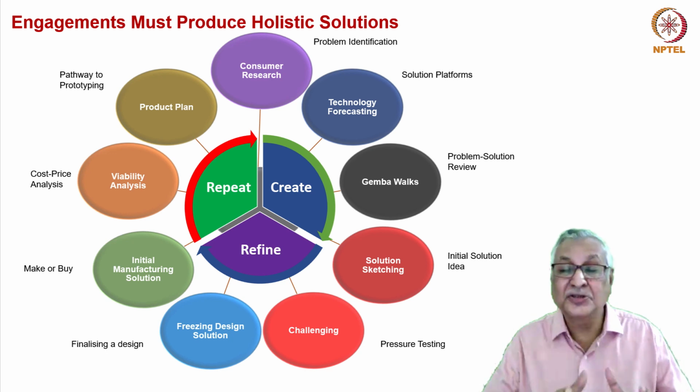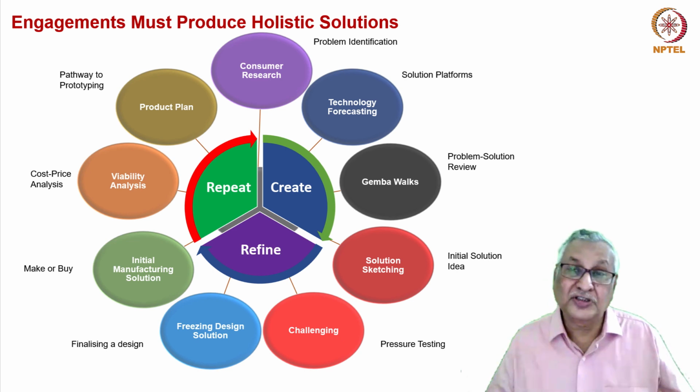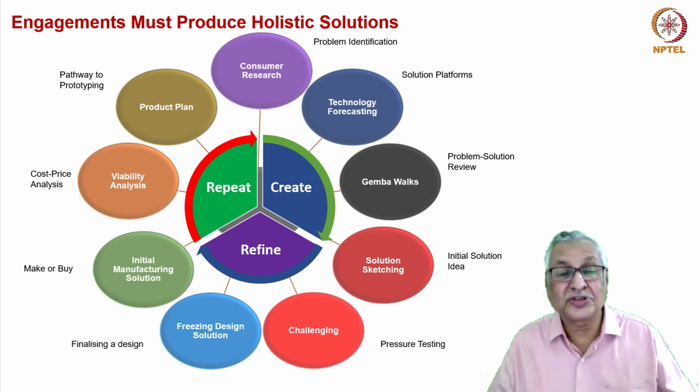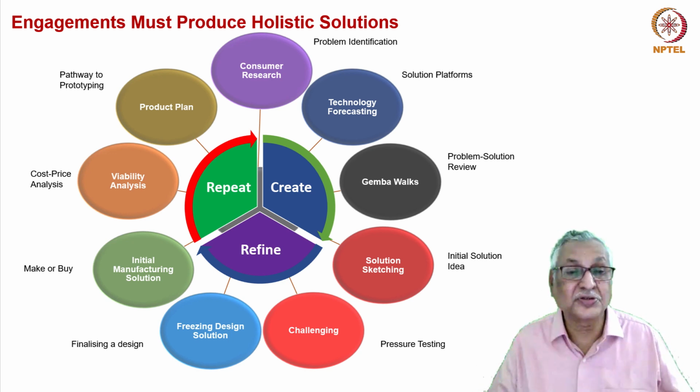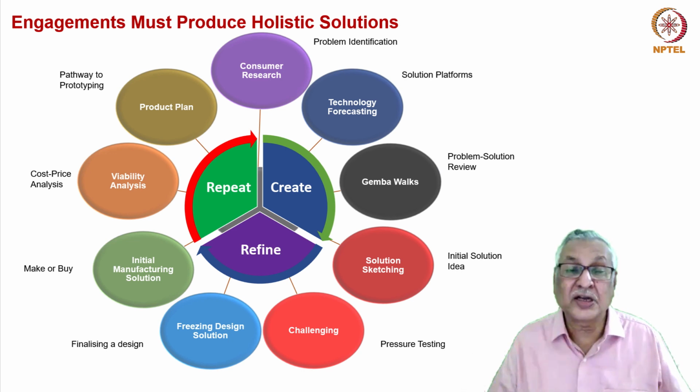We should sketch the solution so that we understand the initial way of doing things. We should challenge by pressure testing. We should freeze the design solution in terms of a final design. We should understand how to translate this into actual manufacturing, which is an initial manufacturing solution. We should understand the viability not only for the company but for the customer, and finally come with a pathway to prototyping, which is a product plan.